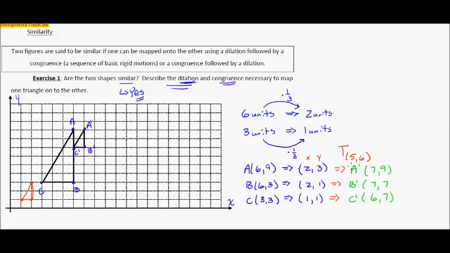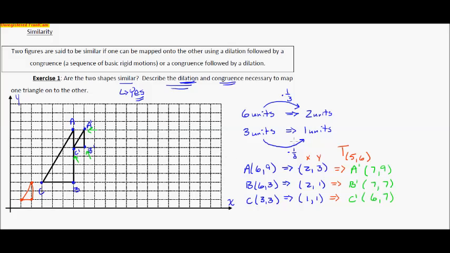And if you compare them, well, A is over 7 and up 9, so that is this point right here. And B is over 7 and up 7, so that is this point. And C is over 6 and up 7.